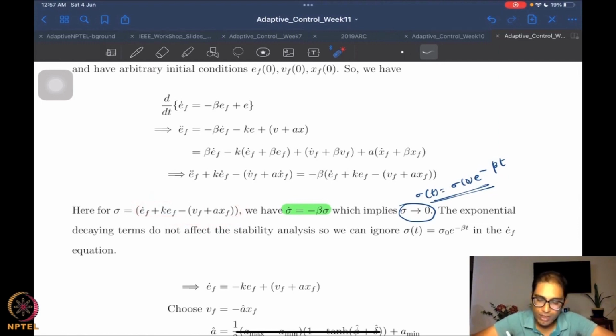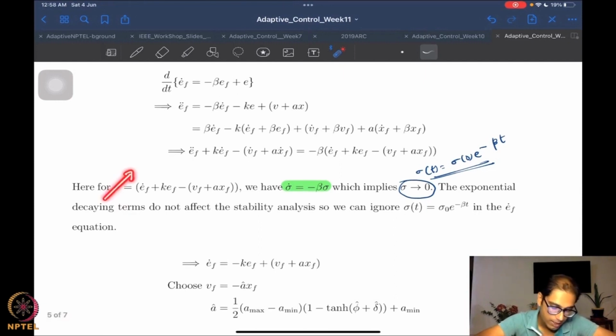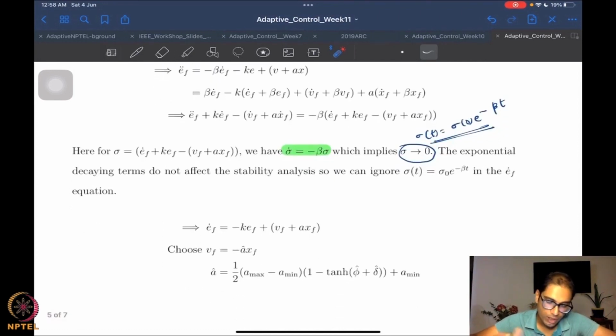Now it's very well known in control that exponentially decaying terms do not affect the stability. So we can ignore the sigma equal to sigma 0 e to the power minus beta t type of term in this equation. We can simply assign this to 0 because it is an exponentially decaying term that can be ignored. I can be very careful and write this as sigma 0 e minus beta t, but that's not required. It doesn't affect our stability analysis at all. That's the key point, so we put this to 0.